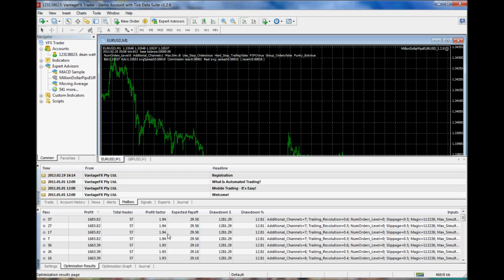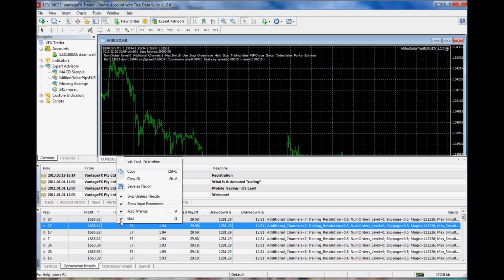Now what we would do for forward optimization, which is in-sample, out-of-sample testing, is we would have to decide which one of these top ones we want to use in our forward test. So we would say we would choose the highest profit, but then we know that for the highest profit the 7 channels was the better. So then we have to decide which of these trailing resolutions we wish to use. Now, once they're all the same, it's a bit of guesswork. So what I tend to do is sit roughly around the middle of whatever decisions have been made. And in this case, it's 0.4 or 0.5. So I'm going to choose 0.5.